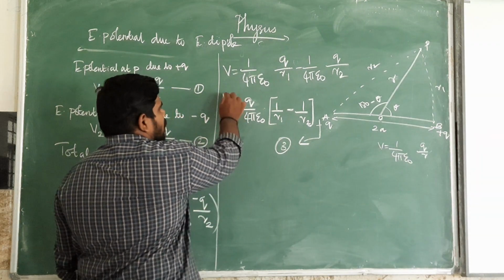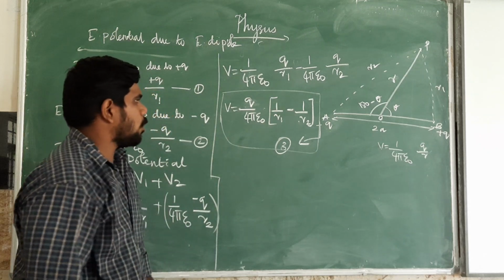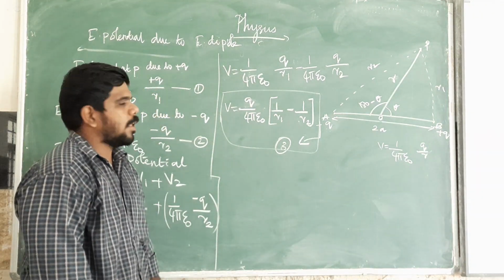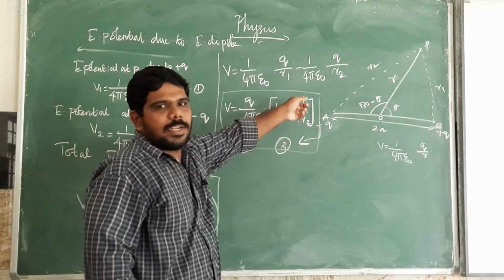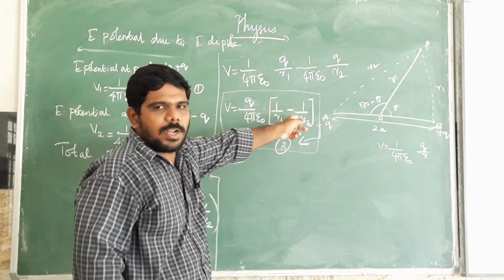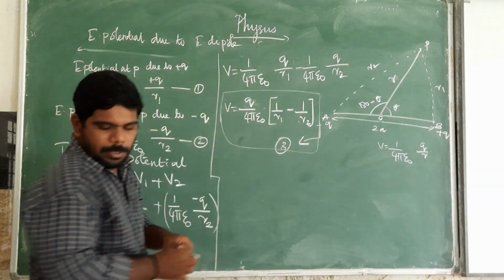One thing you should remember is this term. What is my V? V is equal to q by 4 pi epsilon 0 into 1 by r1 minus 1 by r2. Here we are going to find the values of 1 by r1 and 1 by r2. Clear? So this much we are going to repeat.